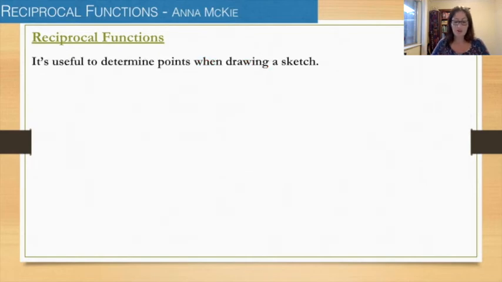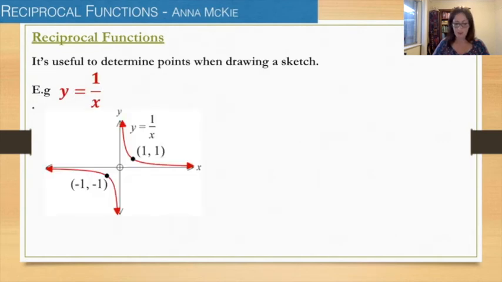It's useful to determine points when drawing a sketch. So for example, if we have the graph y equals 1 on x, then this is what the graph would look like. And thinking about when you substitute in, if you had x equal to 1, you'd have 1 divided by 1 to give you the y value of 1. Same for the negatives.